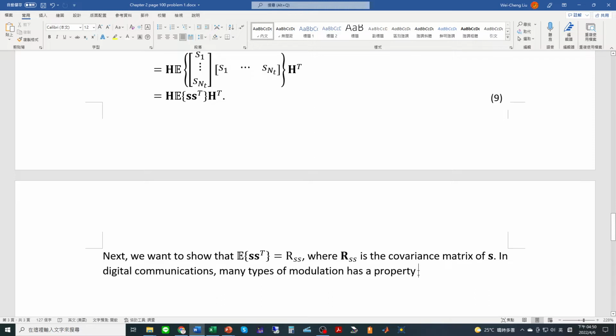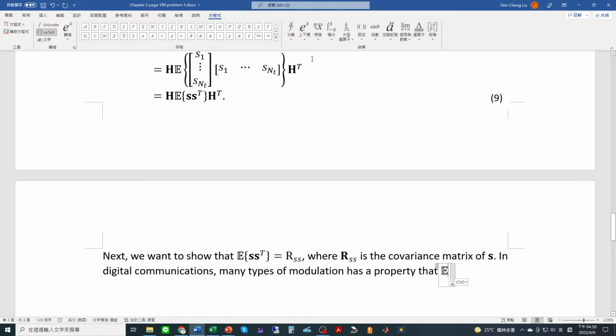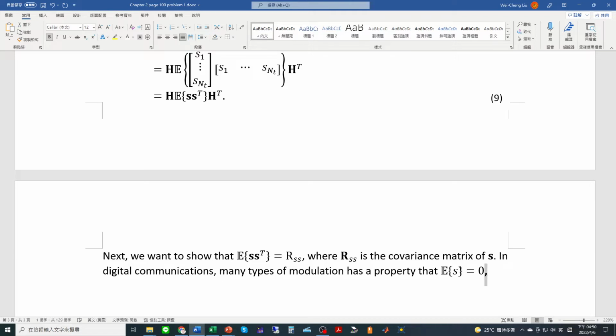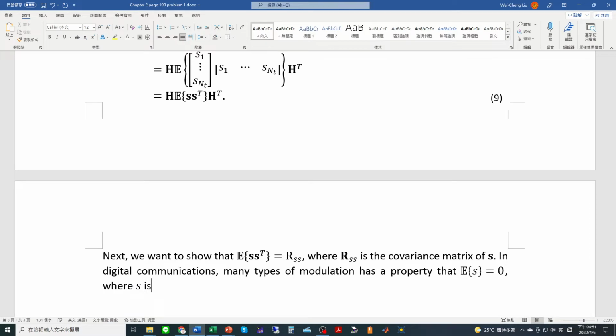Okay, [the noise] has a property that the expectation of S is equal to 0, where S is the transmitted symbol.